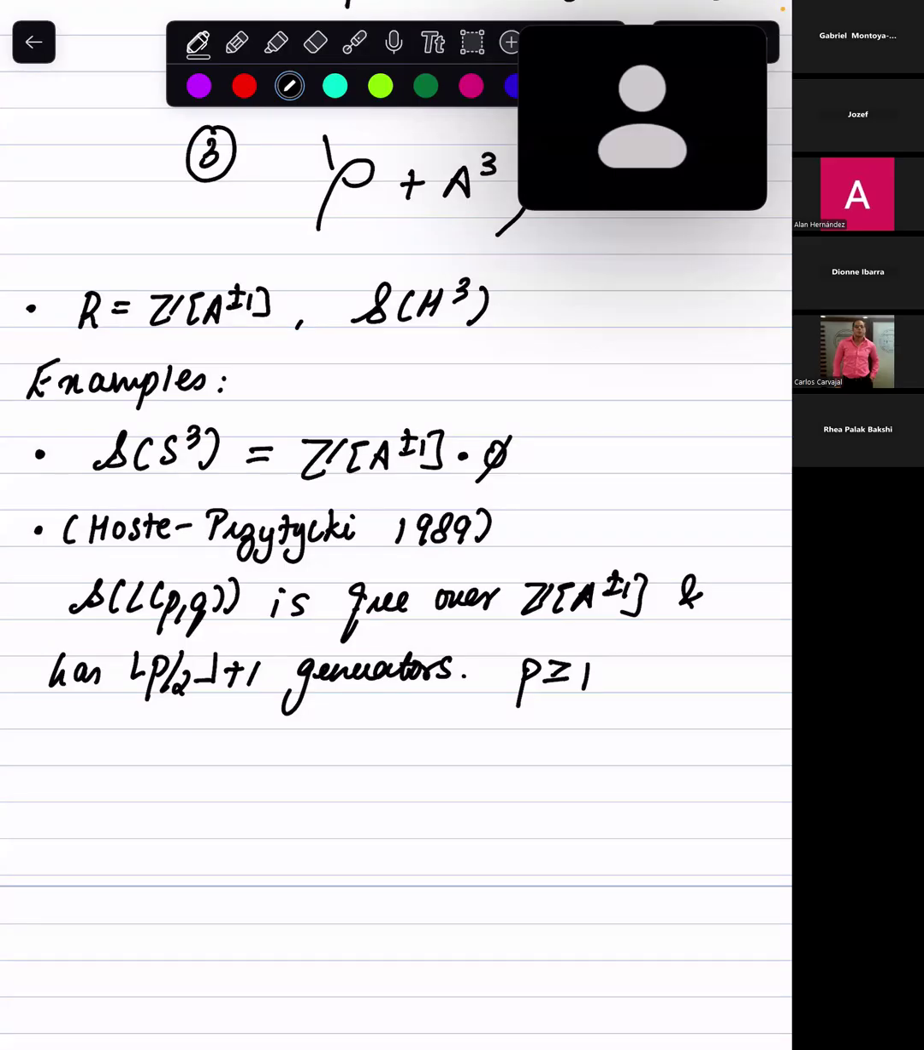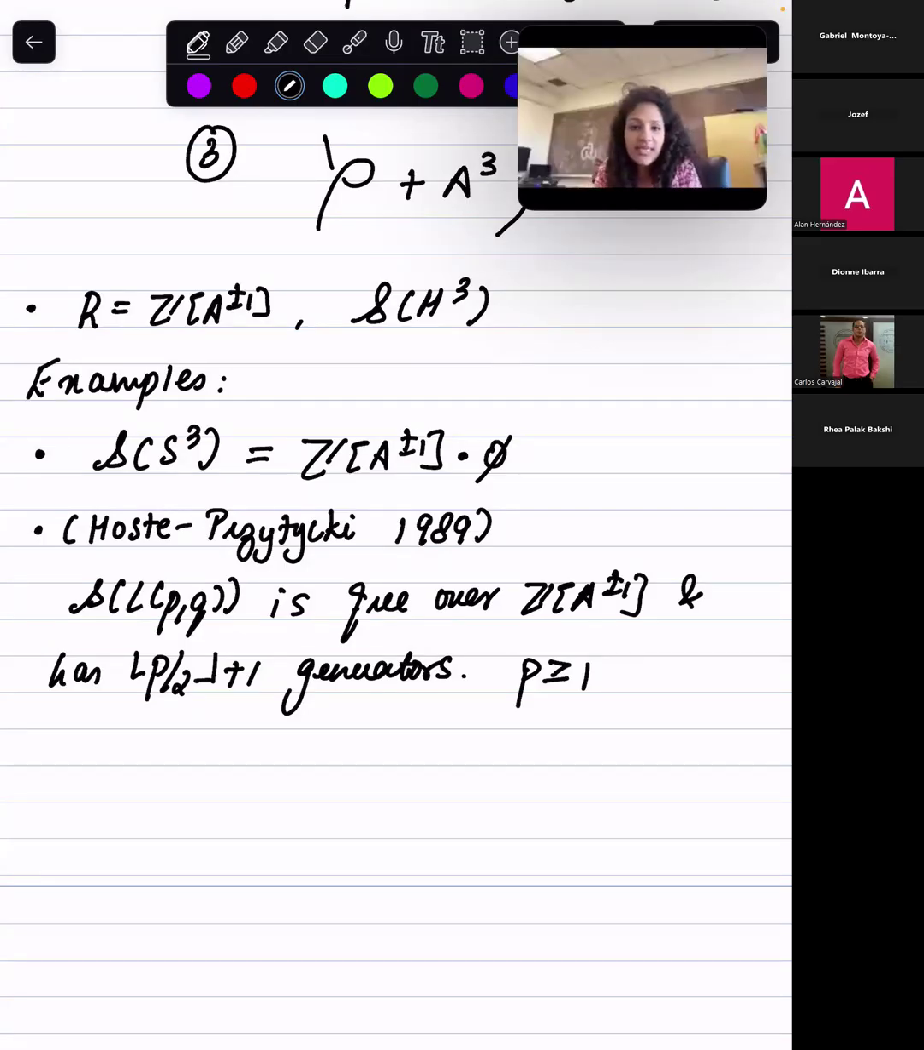So I shall repeat that Jim Hoste and Jozef Przytycki showed in 1989 that the skein module of lens space L(p,q) is a free R module. They worked over the ring of Laurent polynomials, and it has floor of p by 2 plus 1 free generators. In this case, p is greater than or equal to 1. I was mentioning what the result is for RP3. We know that RP3 is the same as L(2,1). So that tells us from this result that it should be floor of 2 by 2, which is 1, plus 1. So you have 2 generators.